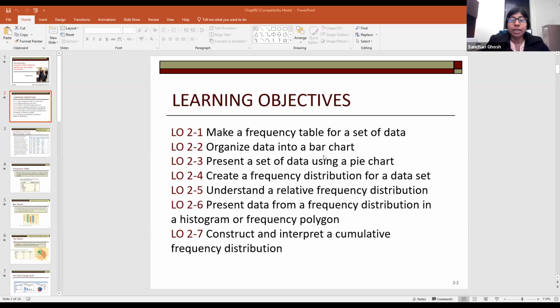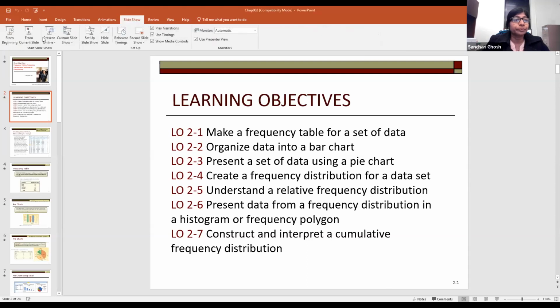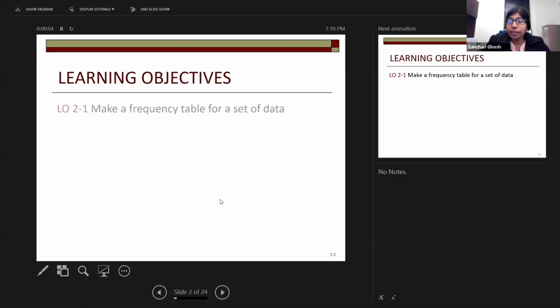Basically, a review of some of the descriptive statistics dealing with making tables, as well as some inferential statistics from a frequency distribution itself. So some of the stuff that we are going to review over the course of this lecture: make a frequency table for a set of data. So basically, this goes back to an interesting point about frequency or any kind of statistical data as such. You kind of make it tabular.